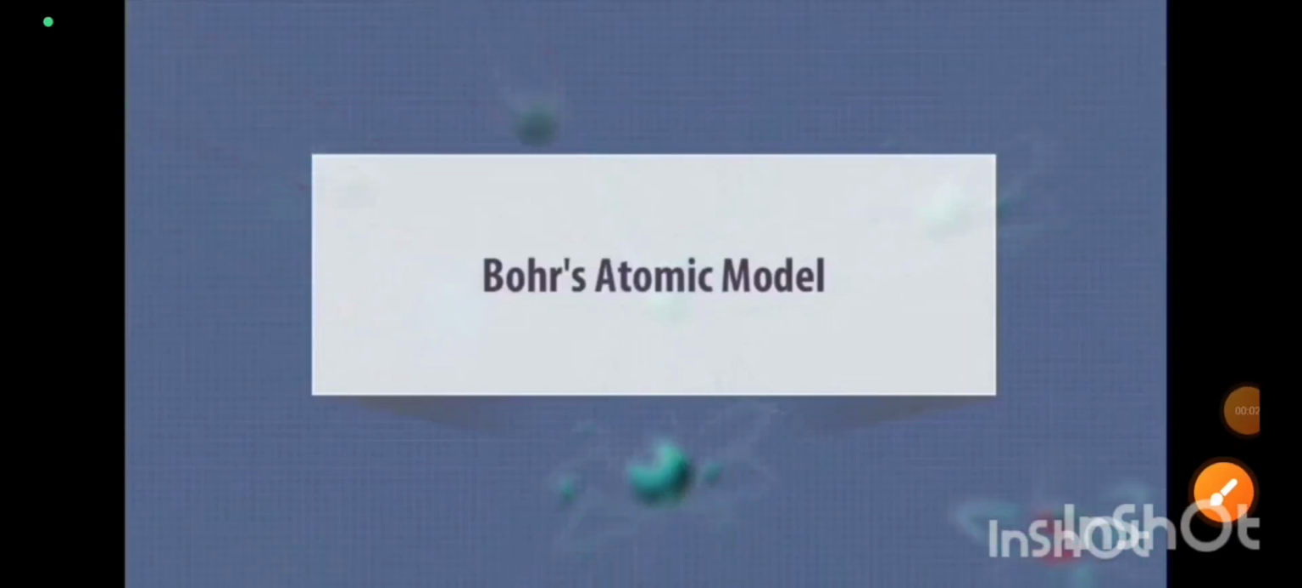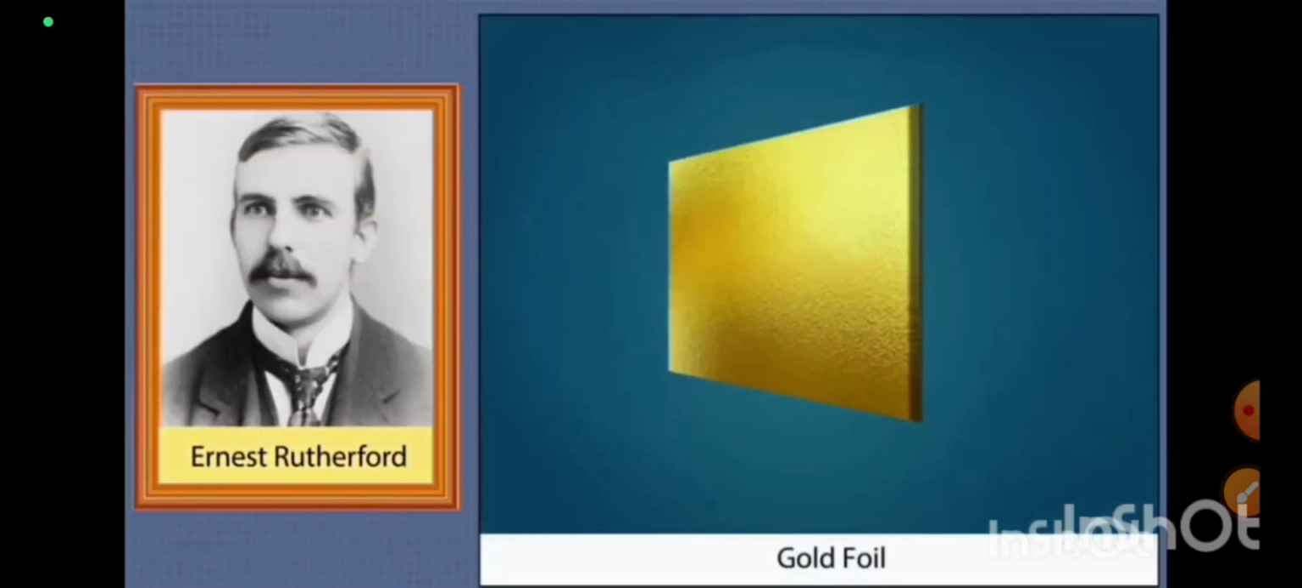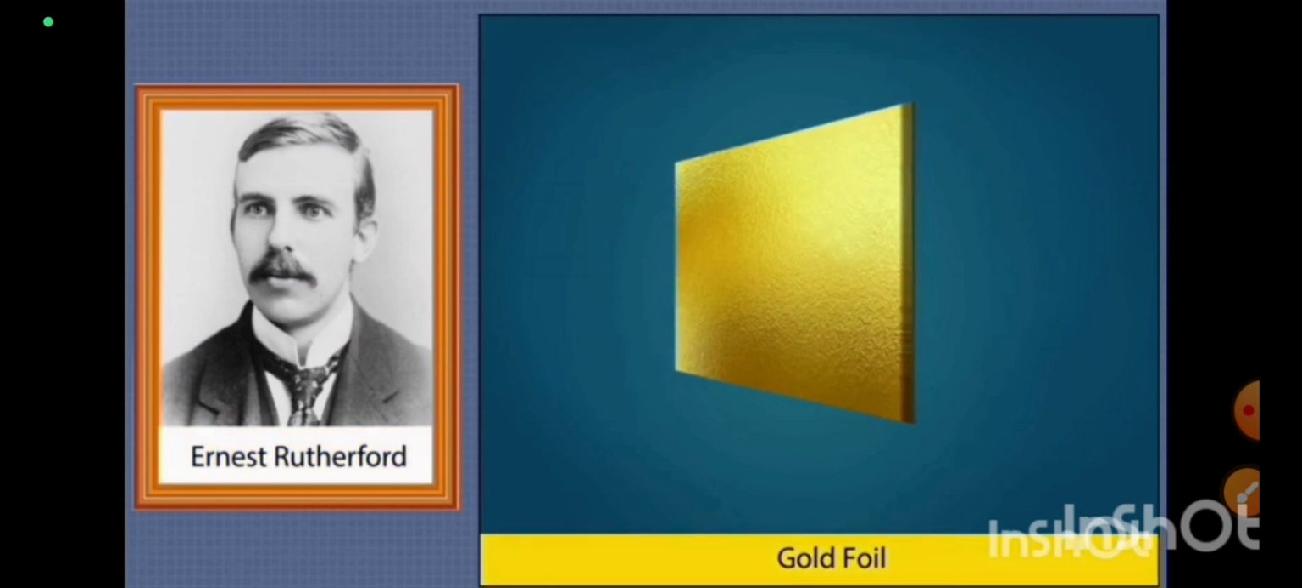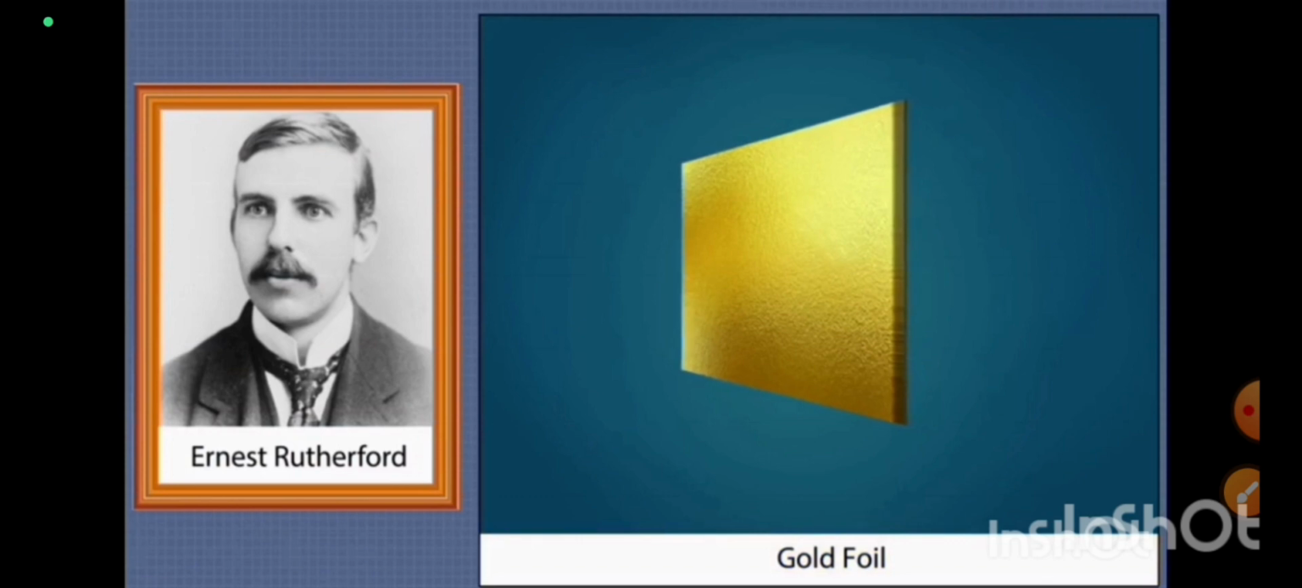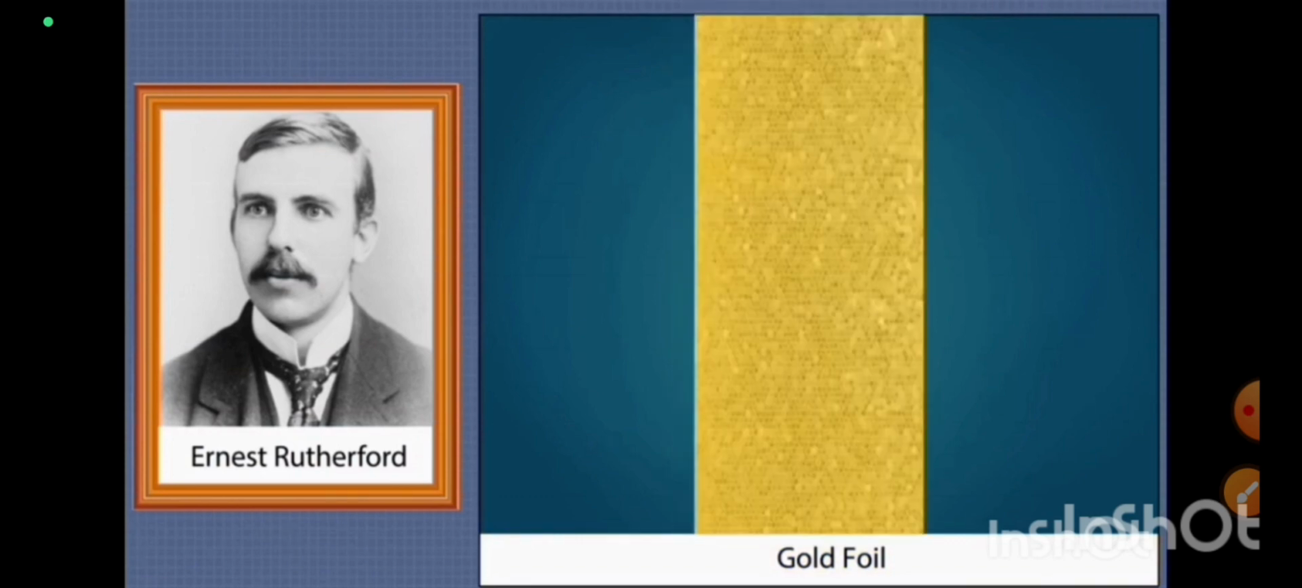Welcome. Today we shall discuss Bohr's atomic model. Before discussing it, let us have a glimpse at Ernest Rutherford's alpha scattering model. In his alpha scattering experiment, he used gold foil having 1000 atoms thickness.